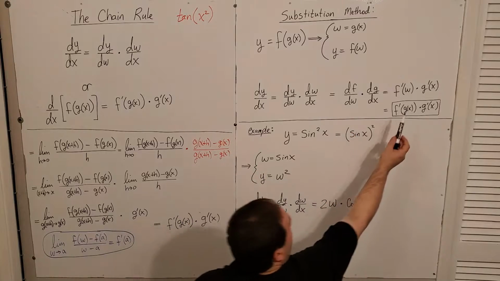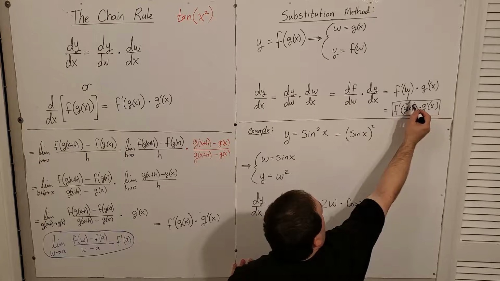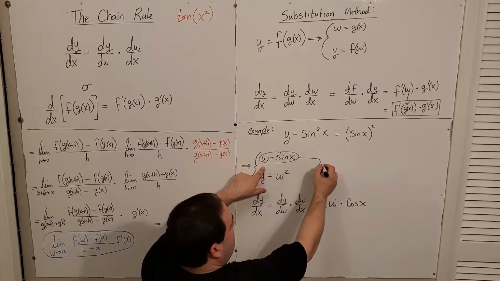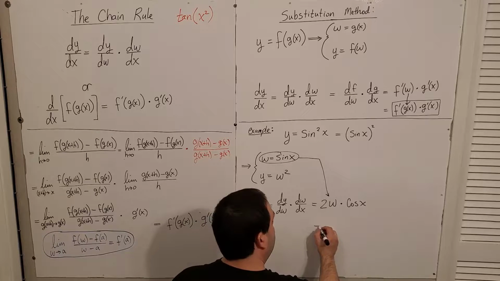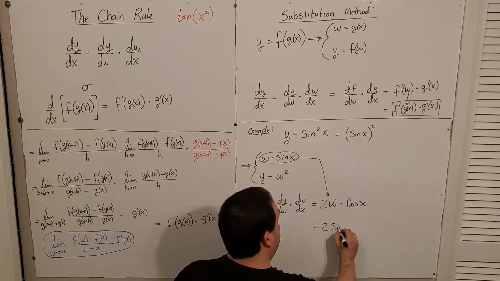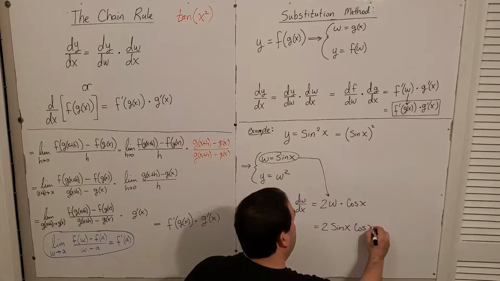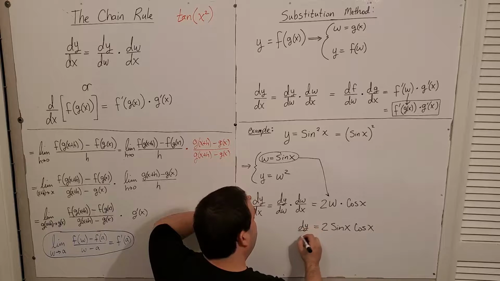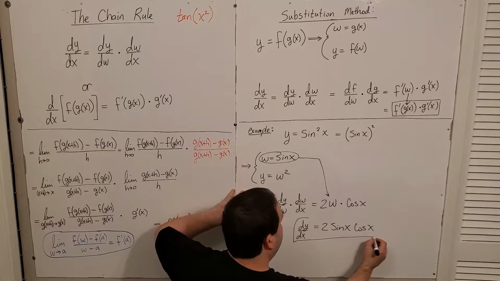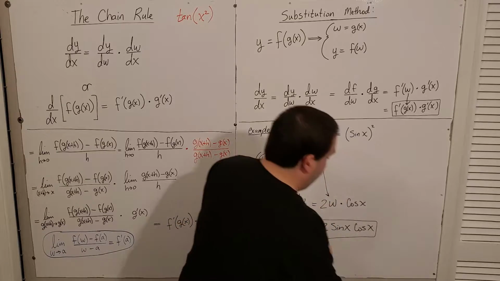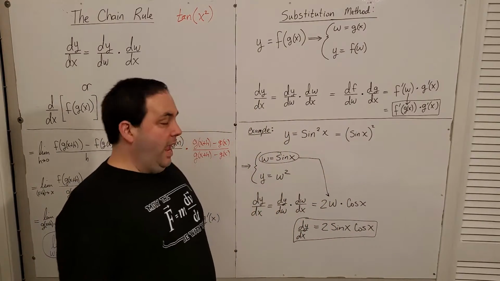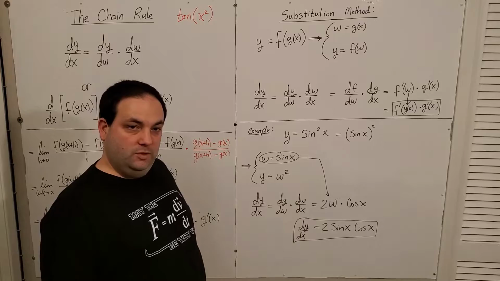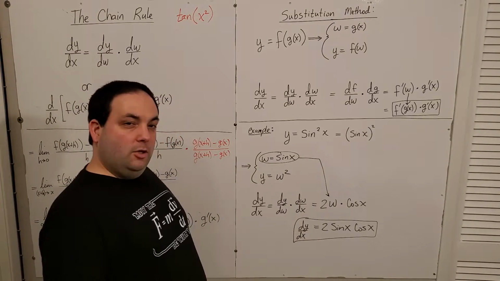And then in the last step, like I did here, we substitute back in for what w really is. What is w for real? W is sine x. So I plug that in. I have 2 sine x cosine x. And that is my dy over dx. Okay? So I use the substitution method to take a chain rule derivative of a composition function. Just then. Okay? Let's look at a few more examples.